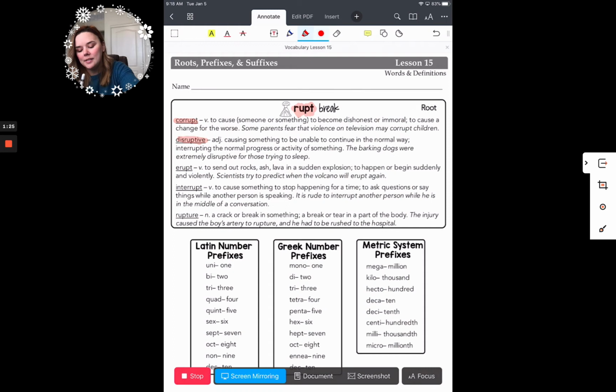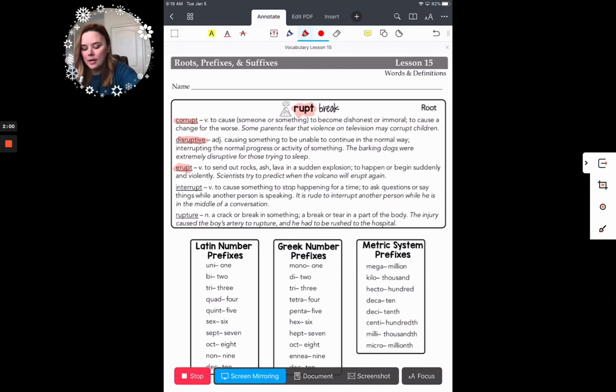Our next word is erupt. Erupt. So to erupt is a verb, and there's kind of 2 meanings to erupt. So there's the kind of science-y meaning of erupt, like to send out rocks, ash, and lava in a sudden explosion, like in a volcano. Or to happen or begin suddenly and violently, right? So maybe you erupted in laughter. You suddenly just burst out in laughter. So there's kind of some different meanings with that word.